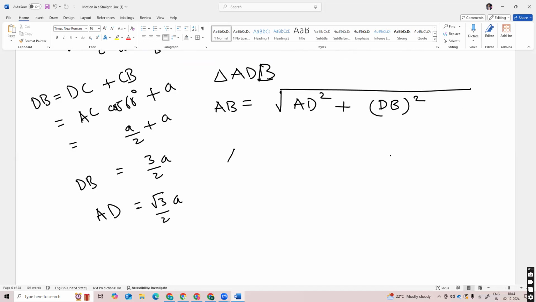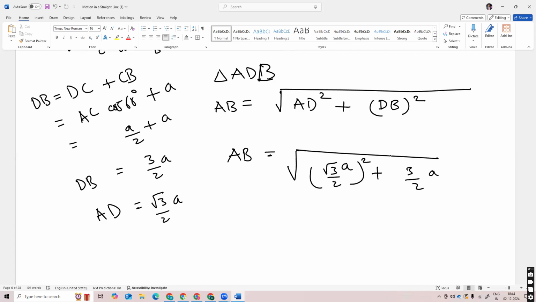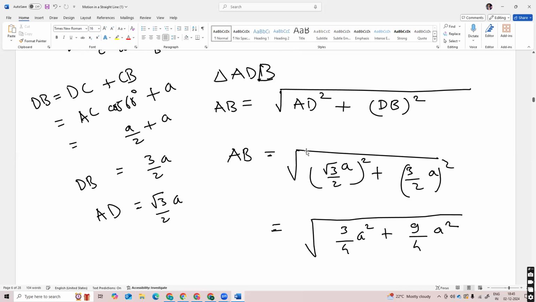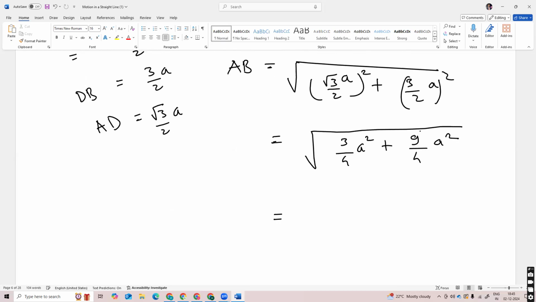So if you input both of these in this equation, you will find it out. AB is the square root of root 3 by 2 A whole square plus 3 by 2 A whole square. So it is the square root of 3 by 4 A square plus 9 by 4 A square, which is equal to 12 by 4 A square. 12 by 4 is 3, so it is basically root 3 A. So the displacement between A and B is root 3 A.